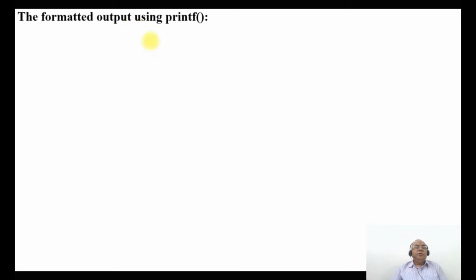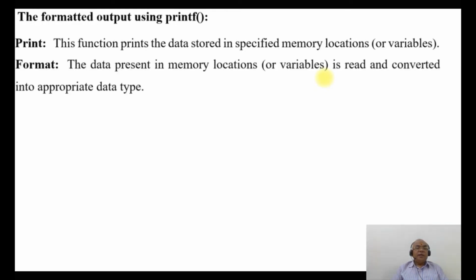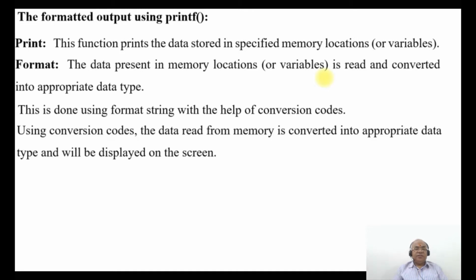Now, in this video, we are going to discuss the printf function, formatted output using printf. What is printf? This function prints the data stored in specified memory locations or variables. The data present in the memory locations or variables is read and converted into the appropriate data type. This is done using a format string with the help of conversion codes. Using conversion codes, the data read from memory is converted into the appropriate data type and displayed on the screen.